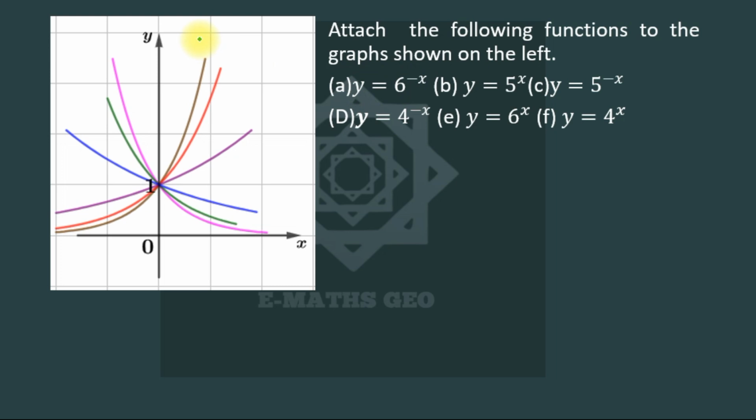From here we see that this is y equals 6 raised to power x, y equals 5 raised to power x, and y equals 4 raised to power x, because the nearer to the y-axis, the greater the base. These are y equals 6 raised to power minus x, y equals 5 raised to power minus x, and y equals 4 raised to power minus x, because a raised to power minus x means 1 over a raised to power x.